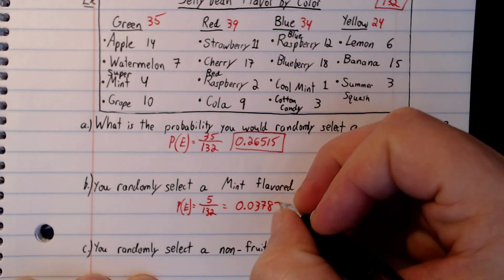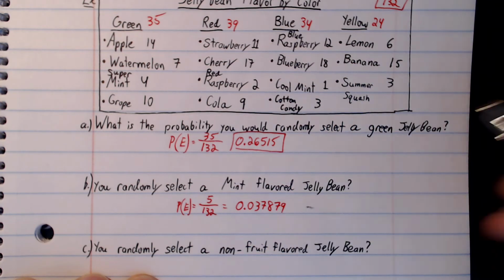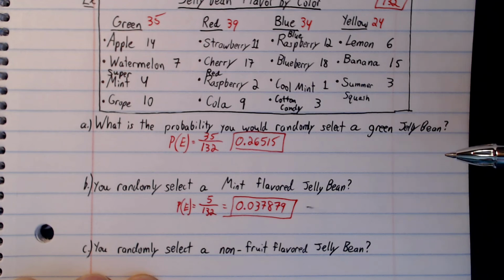0.0378 7, and then I'm going to round the last one up to a 9. So you have a much more likely chance of flipping a coin tails 3 times in a row than you do of pulling out a mint flavored jelly bean from this bag.